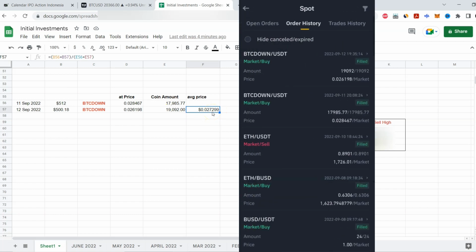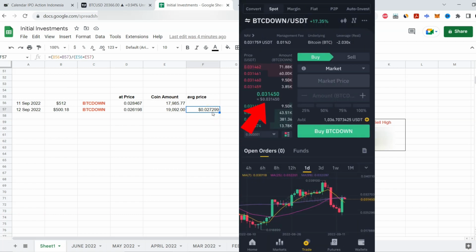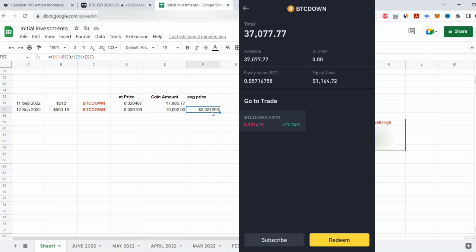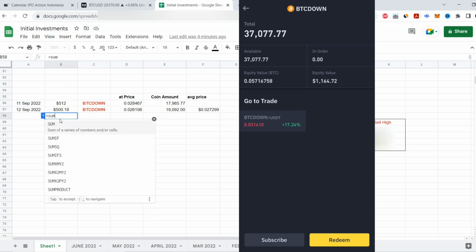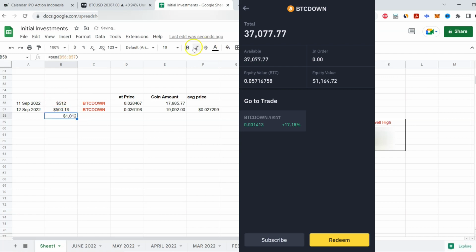This is the coin amount, and this is my average price. Right now, the price of BTCDOWN is 0.031450. And if I go to my spot wallet, you can see my equity value is 1164. My total investment, let me sum this up, is this much, $1012. We make 1164, so that's a net profit of 152.